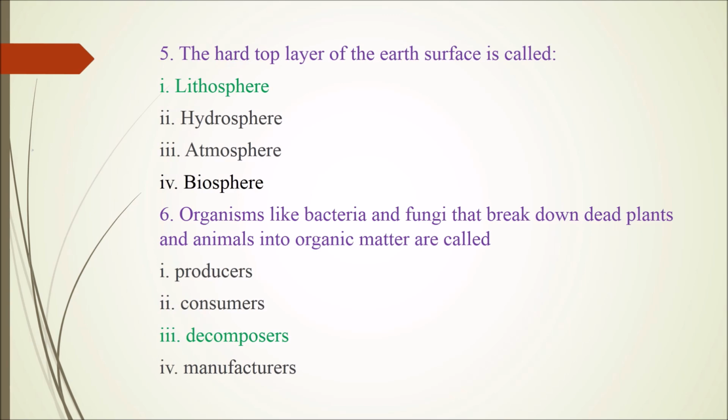Question number 6. Organisms like bacteria and fungi that break down dead plants and animals into organic matter are called. Option number 1, producers. Option number 2, consumers. Option number 3, decomposers. Option number 4, manufacturers. So the answer is option number 3, decomposers.